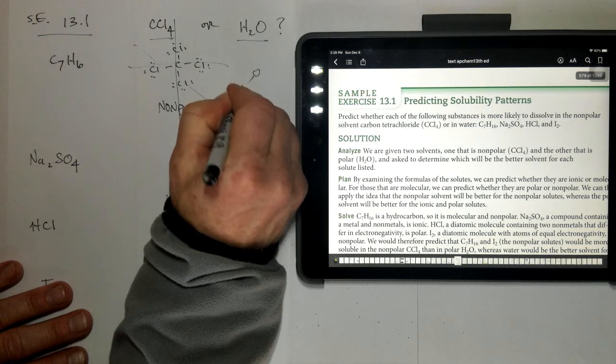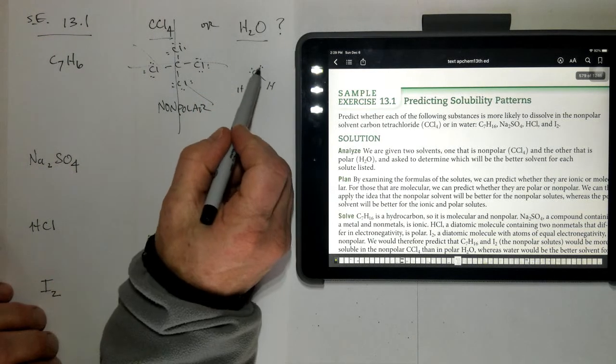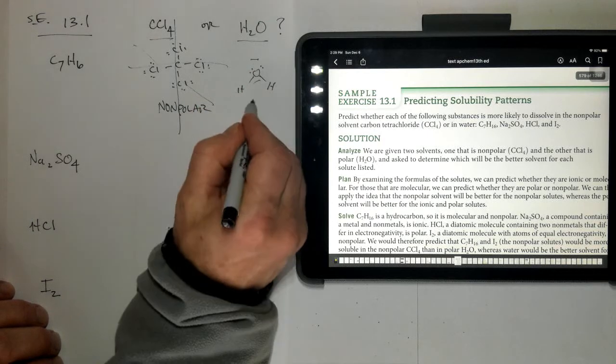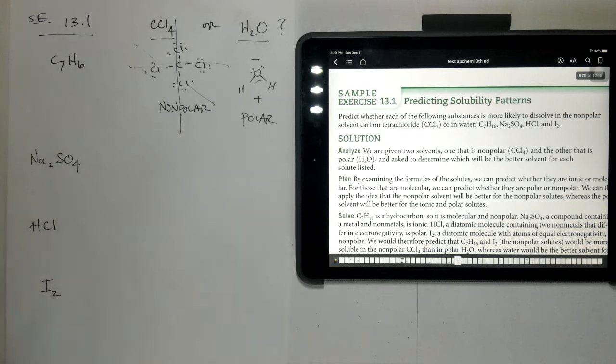H2O, on the other hand, you already know this is bent, and we have a 104-degree bond angle right here, and then we know that there's these unshared pairs of electrons. They're going to be more negative, and this is going to be more positive, so this is a polar molecule. Well, remember, like dissolves like.